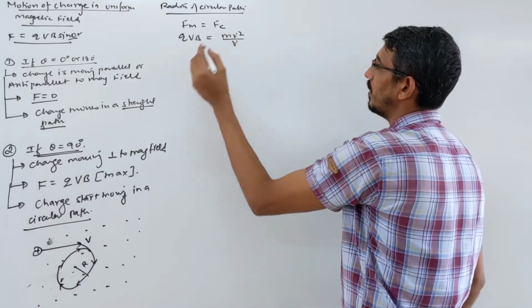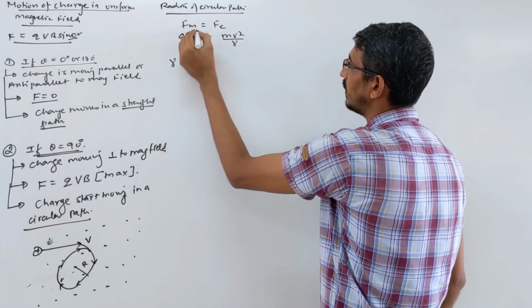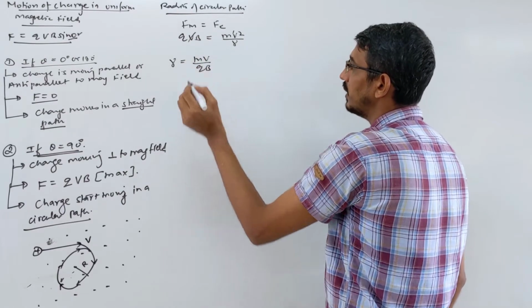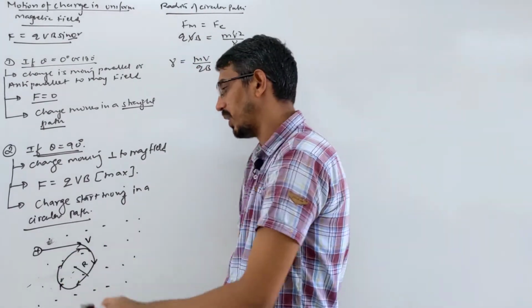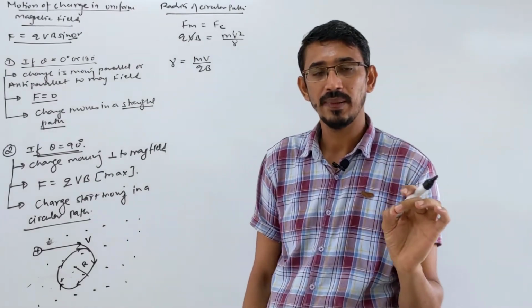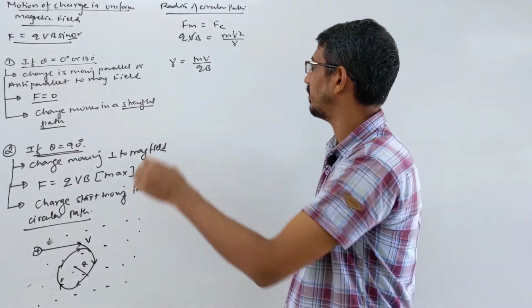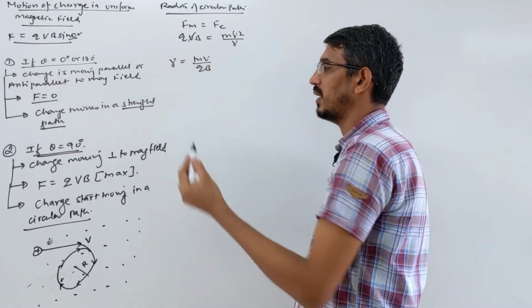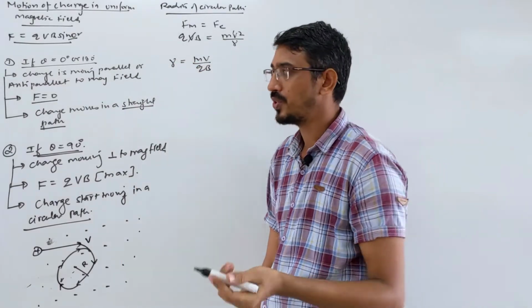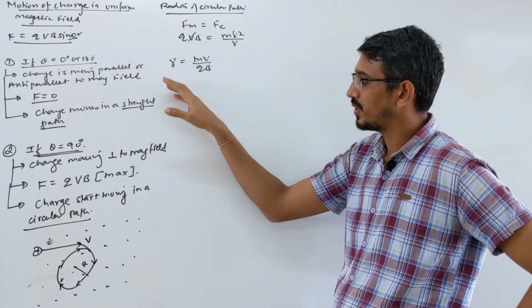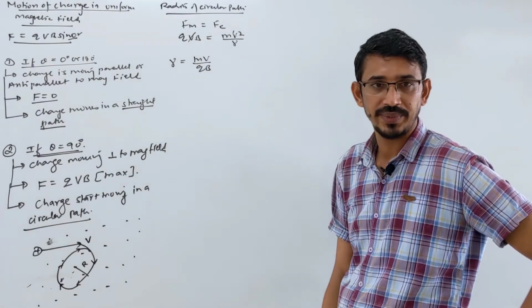So let's calculate the radius. One v gets cancelled, and it comes out as mv upon qB. This is the radius of that circular path. Mass, charge and magnetic field are all known to us and constant, so you need to know only the velocity to find the radius of the path. Or if you know the radius of the path, you can find the velocity.